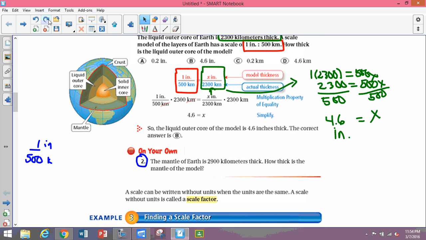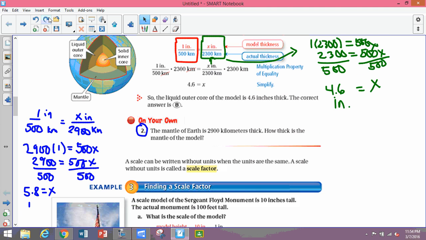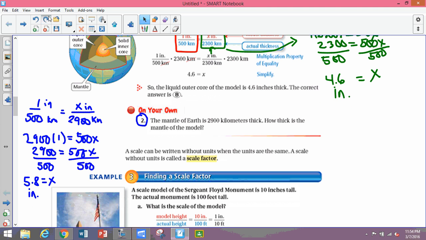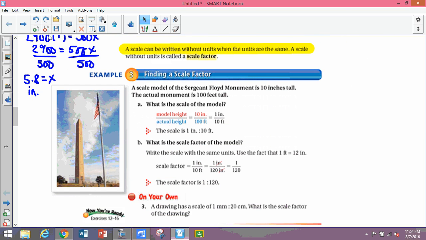Okay, so 1 inch over 500 kilometers equals, and we're given 2,900 kilometers thick. So that goes on the bottom, and x goes on top. So you cross multiply, 2,900 times 1 equals 500 times x. 2,900 times 1 is 2,900 equals 500x. Divide both sides by 500, get the variable alone. 5.8 inches is our answer.